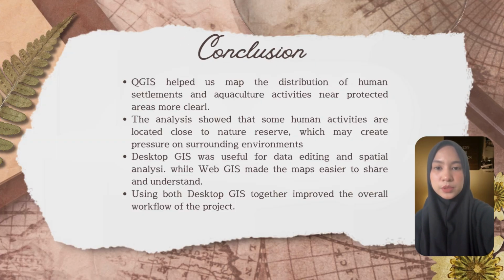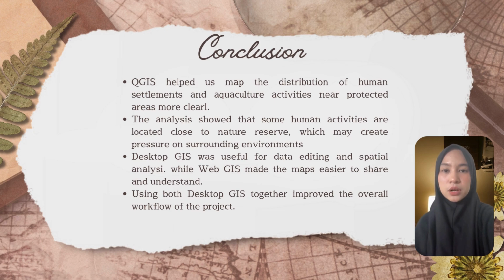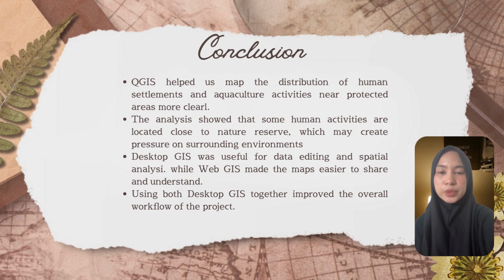QGIS helps us map the distribution of human settlements and aquaculture activities near protected areas more clearly. The analysis shows that some human activities are located close to the nature reserve, which may create pressure on the surrounding environment. Desktop GIS was useful for data editing and spatial analysis, while WebGIS made the map easier to share and understand. Using both Desktop GIS and WebGIS together improves the overall workflow of the project.